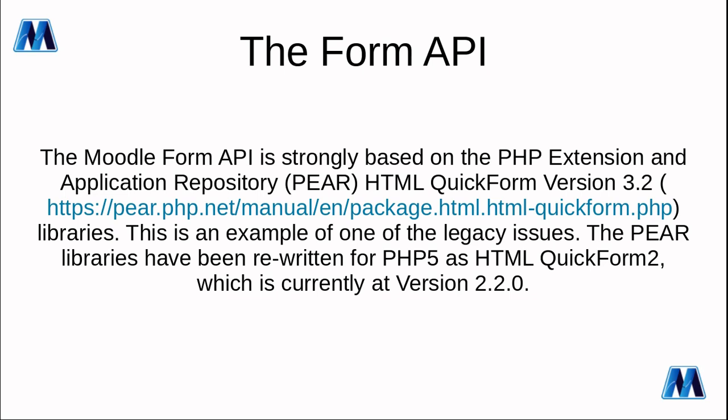But this is a great example of one of the legacy issues that kind of plague Moodle in some way, in that some things are so integrated that the later versions have to kind of continue to support what would be regarded as old code. I mean, the PEAR libraries for QuickForm are now called QuickForm2, and they were rewritten for PHP 5, and the current version of the actual library is now 2.20. So we are still working with the old version, and there's ways that it's been integrated into Moodle. Okay.